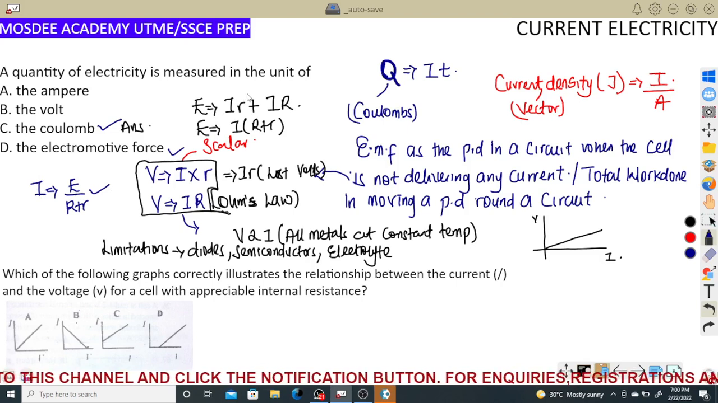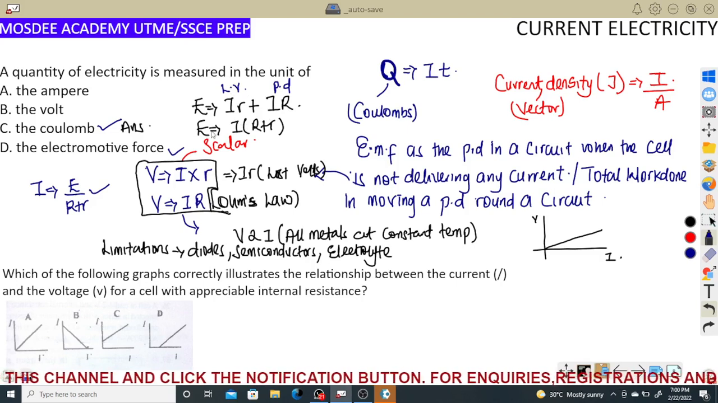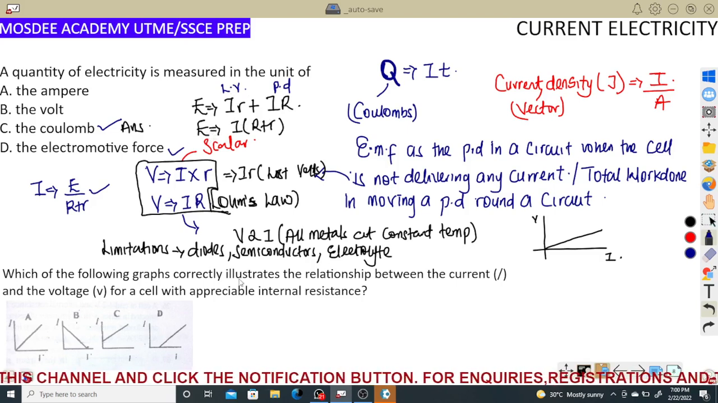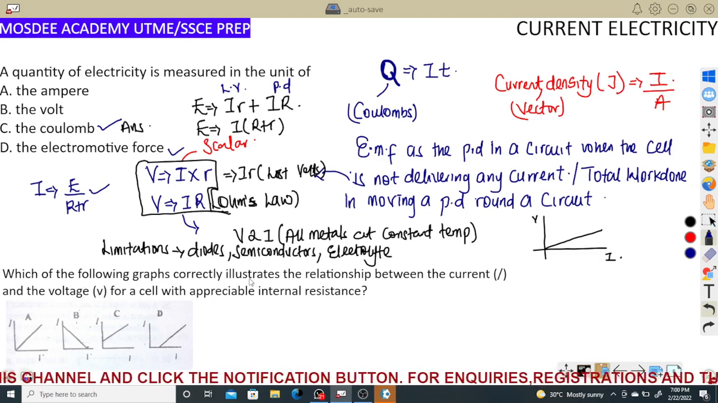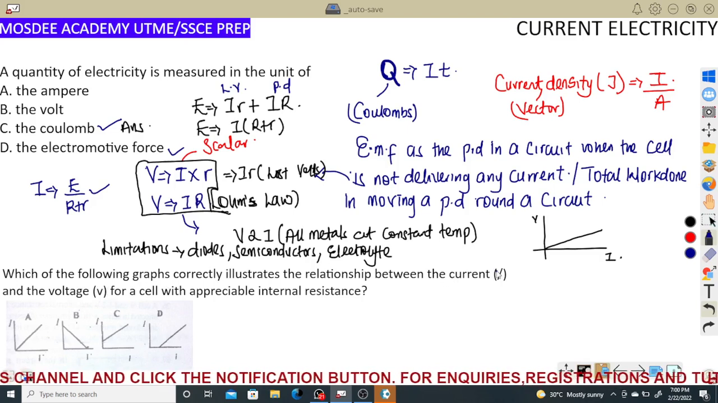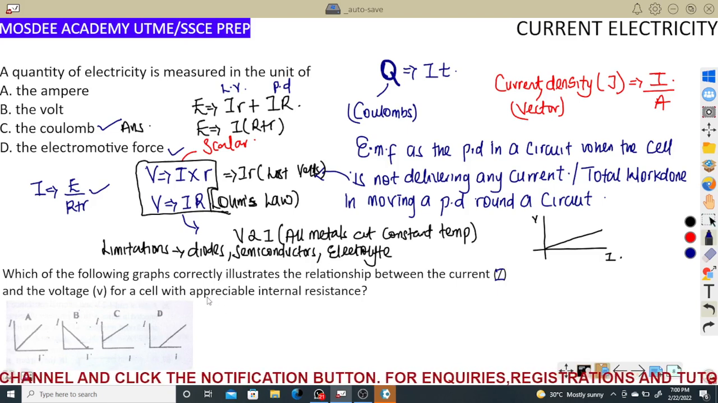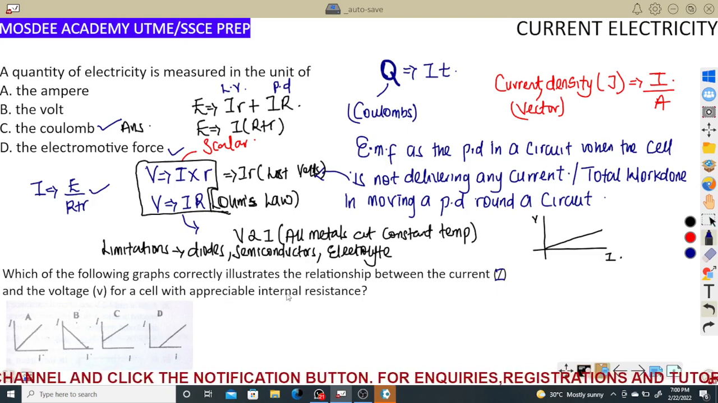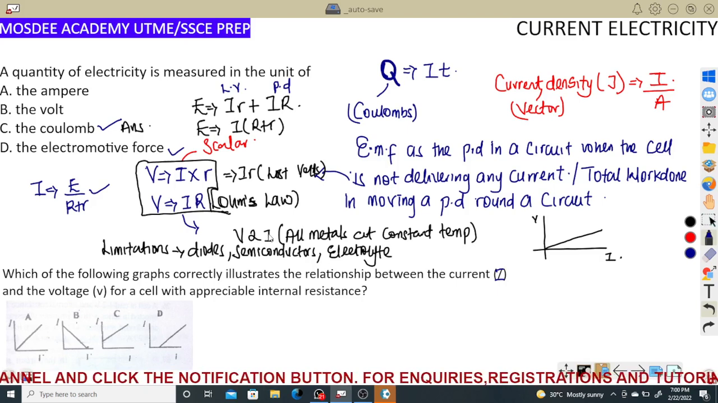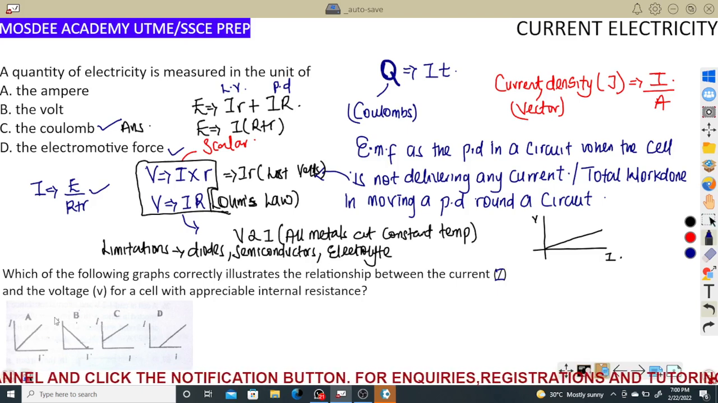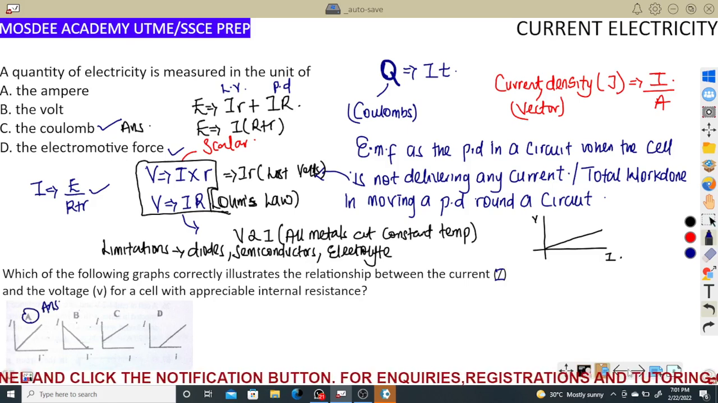The sum total of all the PD. This is called PD. This is called lost volt. So when you add them together, you have the electromotive force that is flowing around the circuit. Short concept, and that is what I am here to do. The next question. Which of the following graphs correctly illustrates the relationship between current I and the voltage V for a cell with appreciable internal resistance? Now for current I against V, obviously the current is always proportional to voltage, according to Ohm's law. So just for a direct graph, I think this is a direct question, which I've talked about in the first slide. We move to the next one.